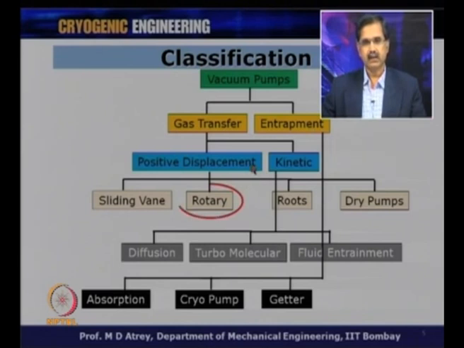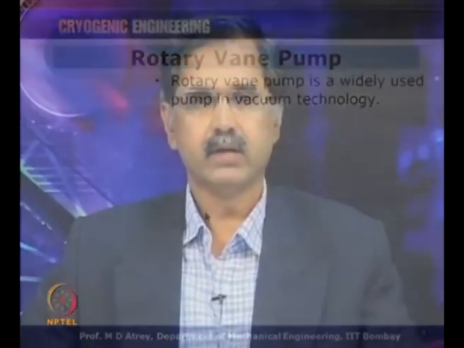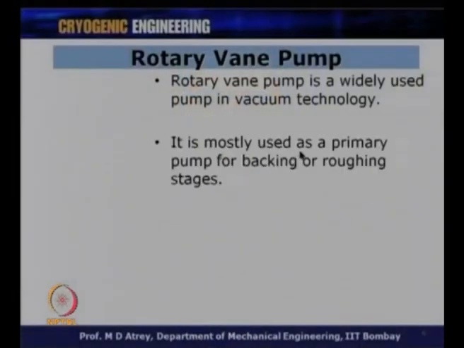Now, let us see an example of how a rotary pump works. We can see a few examples like the rotary pump, Roots pump, diffusion pump, turbomolecular pump, and cryo pump. These are the pumps which are normally used in most engineering applications. So, let us see how a rotary vane pump works. The rotary vane pump is widely used in vacuum technology. In most primary applications, rotary vane pumps will be used. It is mostly used as a primary pump for backing or roughing stages.